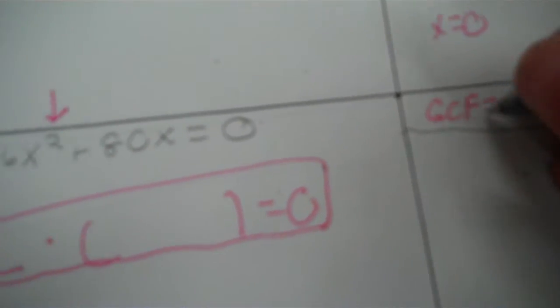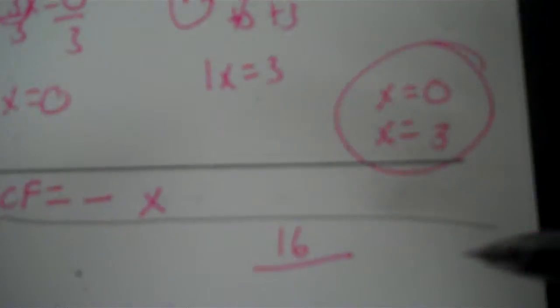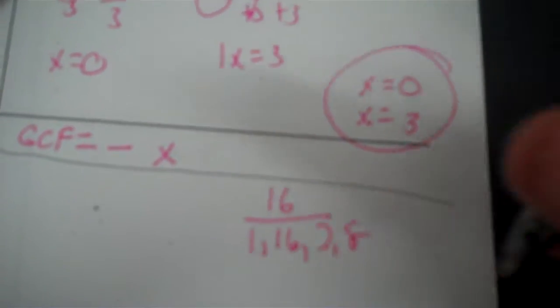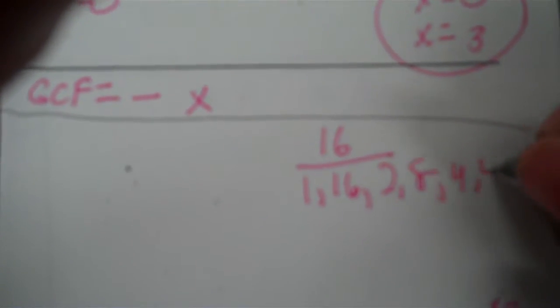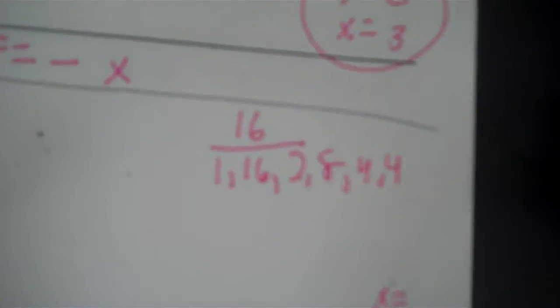So GCF, I have a negative in the front, sure do. I have x on both, sure do. Let's check 16, okay? Because that's your smaller number. 16 and 80, but I go with 16. It's easier to create a factor list with a smaller number because it won't have as many. Well, we got 1 and 16, okay? 16 divided by 2 is 8. 16 divided by 3 is a decimal, so 3 is not a factor. 16 divided by 4 is 4, so 4, 4, it's twins. So when I get twins, I'm done with the list as well, okay?